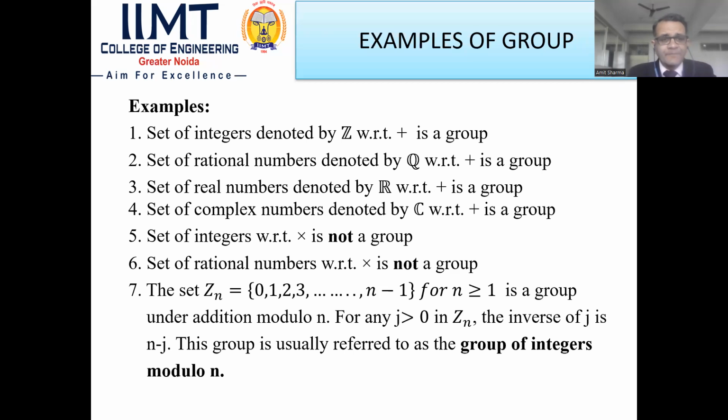The next example is the set Zn equal to 0, 1, 2, 3 up to n minus 1 for n greater than or equal to 1, which is a group under addition modulo n. For any j greater than 0 in Zn, the inverse of j is n minus j. This group is usually referred to as the group of integers modulo n.